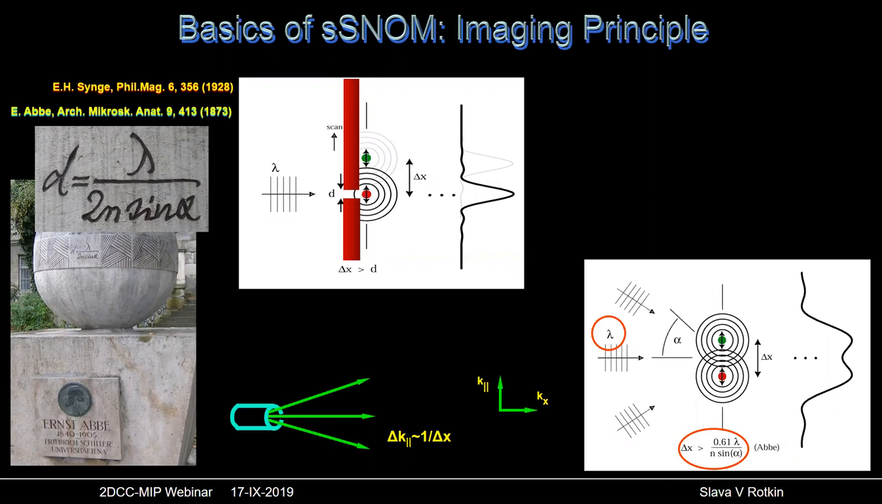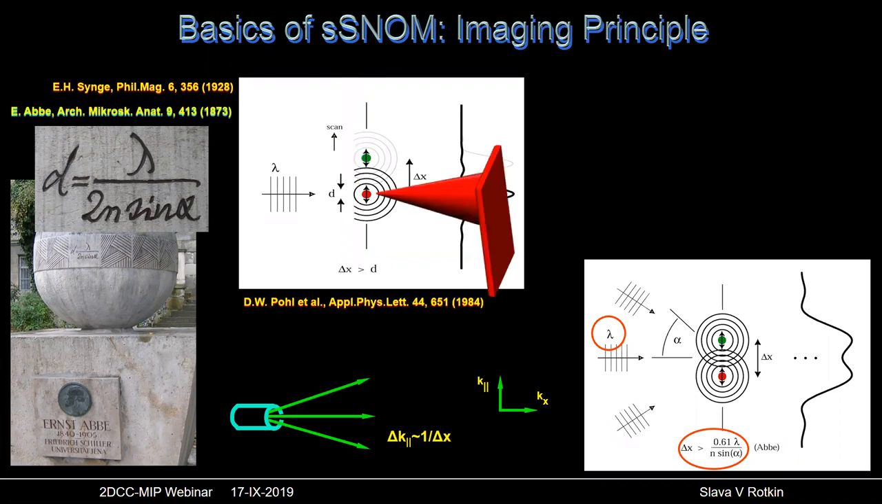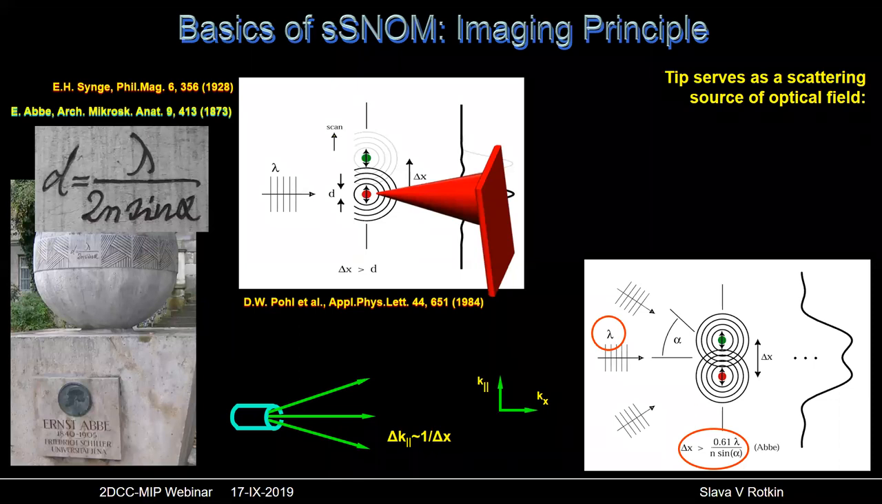And if you move the screen or move the object, then you can consequently scan and measure and see the object with a resolution much smaller than the wavelength of light. So nowadays, another 50 years after the original paper of Synge, that has been realized by not using the screen with the aperture, but rather using the ultra-sharp AFM tip.